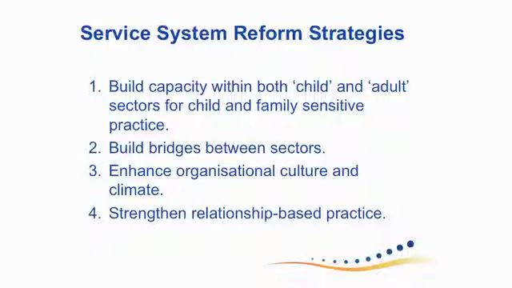In relation to our service system, there are 4 things we need to do if we're going to enhance the ability of our services to prevent child abuse and neglect, and when it occurs, to respond more effectively to it. Firstly, we need to build the capacity within both child-focused services and adult-focused services for child and family-sensitive practice. So, for example, a nurse who has her primary client as the child, a paediatric nurse, needs to be able to see the whole of the family as her client.